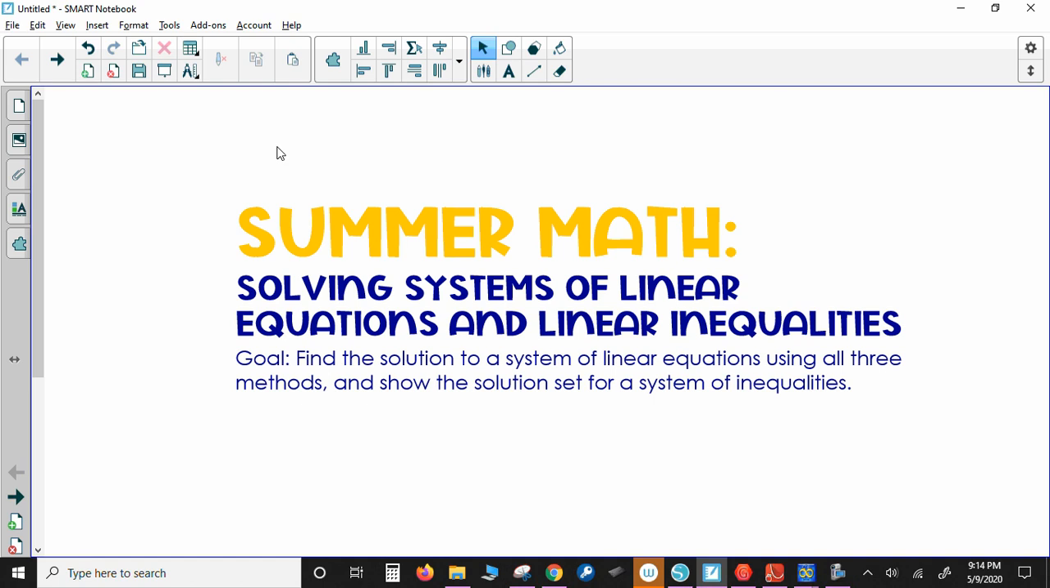Today we are working on our summer math module, solving systems of linear equations and linear inequalities. By the end of today's video, you'll be able to find the solution to a system of linear equations using all three of our methods, and you'll be able to show the solution set for a system of inequalities.